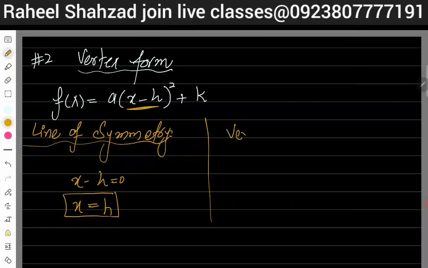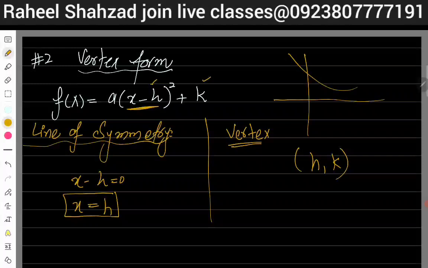And second one is your vertex. Your vertex are the coordinates h and k. That's pretty easy. Okay. So if we have a curve like this, its line of symmetry is x is equal to h, and coordinates of vertex are going to be h and k.